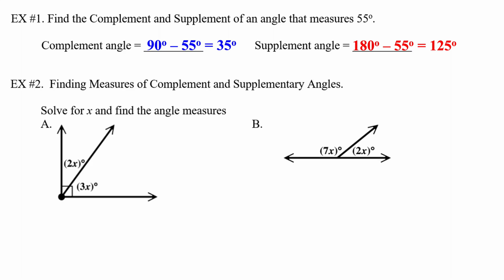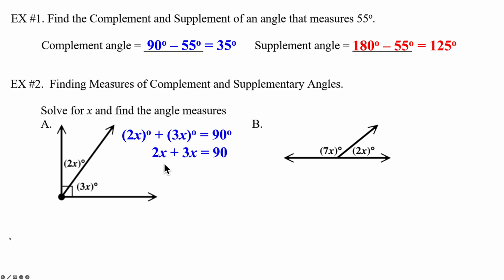Number 2, finding measures of complement and supplementary angles. The most common problems you see here ask you to solve for a variable, in this case x, and then turn around and find the angle measures once you've found x. In our first diagram, A, we have a definite right angle, so that's 90 degrees. So this 2x degrees plus 3x degrees has to add up to 90 degrees.